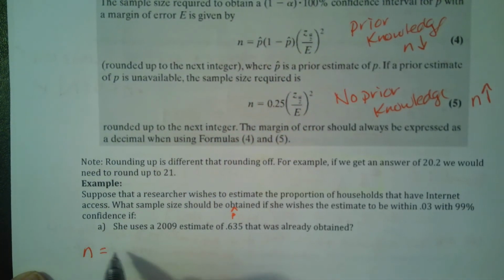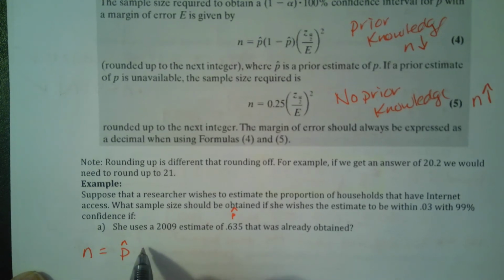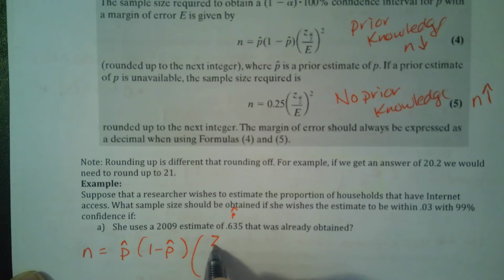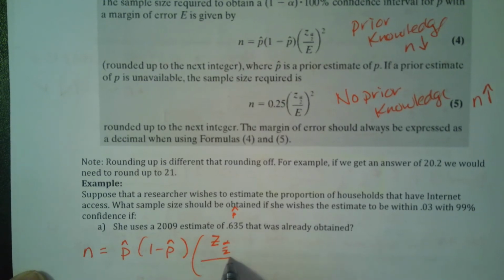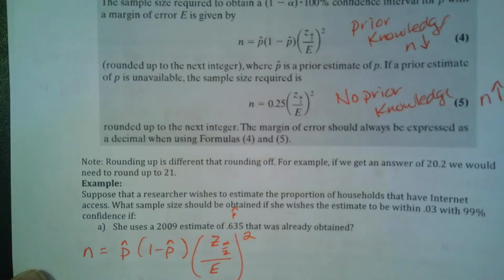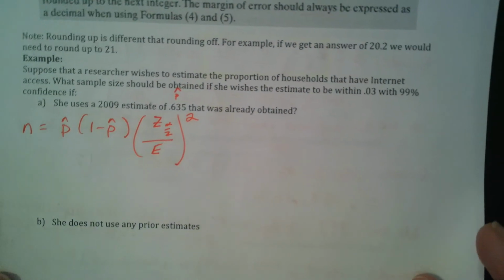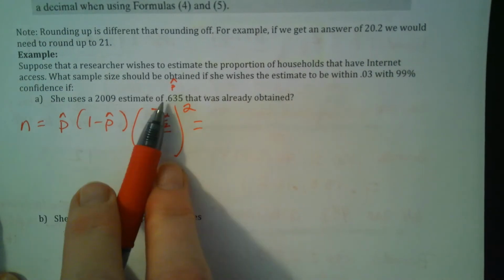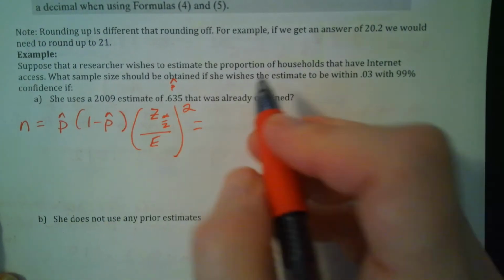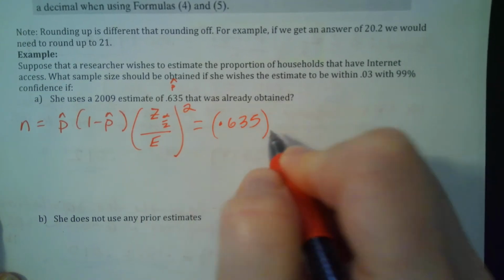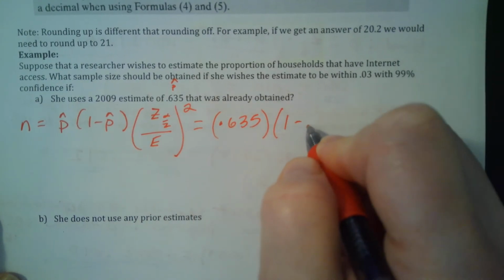So my n is going to be p-hat times 1 minus p-hat times z of alpha over 2 over your margin of error, squared. Let's find all of the information we need. We already know p-hat; it was given to us in the problem. The prior information told me that p-hat was 0.635. Of course, that number might be different today, but it's a good starting point.